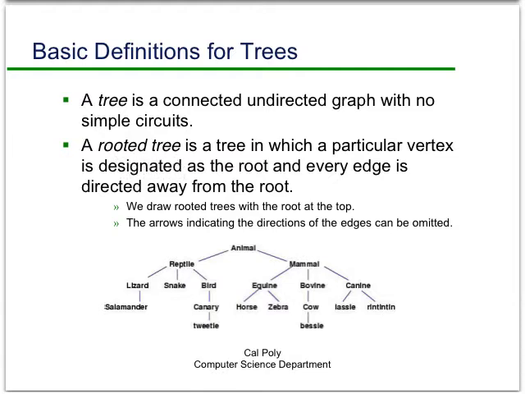So in rooted trees, there's a special vertex called the root, okay? And every edge is directed away from the root. So typically, these trees are sort of drawn upside down. So here we have the root at the top of the tree, animal, and then we have the branches, reptile and mammal, and then in this particular tree, sort of a simple evolutionary tree, things get more restricted as we go down the tree.